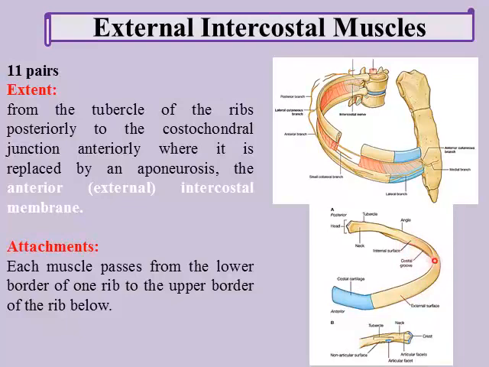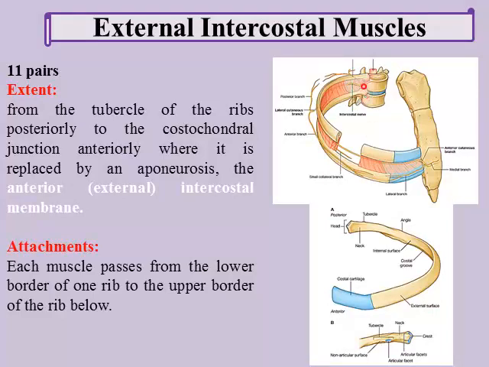If we mark the lower sharp border of the rib, this is the origin of the internal intercostal muscle of the space below. Again, if this is the first rib, second, third, fourth, and this is the fifth rib, the lower border of the fourth rib will give rise to the muscle, so it's a sharp border. And the fifth rib will give insertion of the external intercostal muscle of the fourth intercostal space. Is it clear?